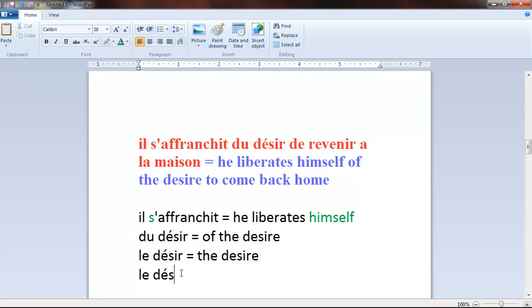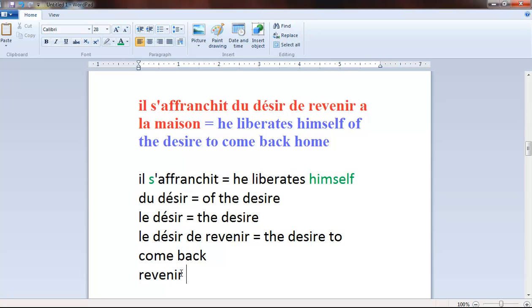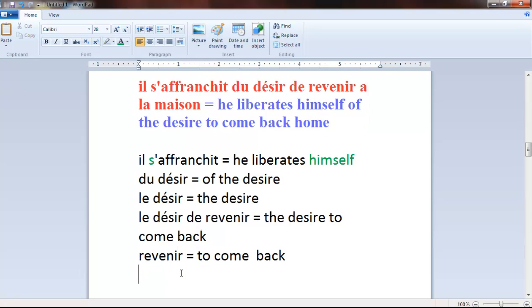Le désir de revenir. The desire to come back. Revenir, it means to come back. À la maison, of course, we already stumbled across this sentence. It means at home or to home. And it's with a grave accent on the A. So, à la maison. At, it's actually this A with a grave accent.